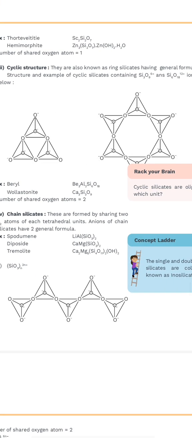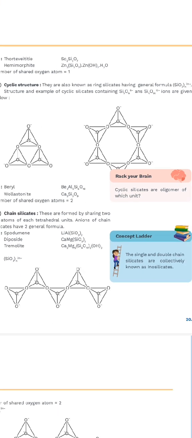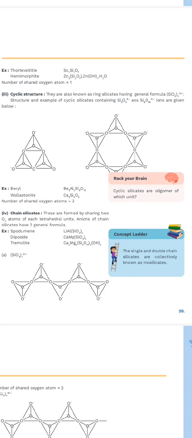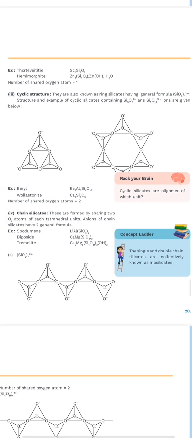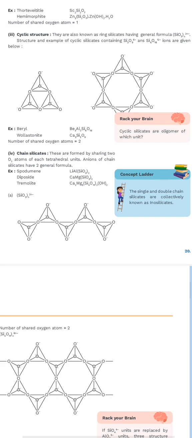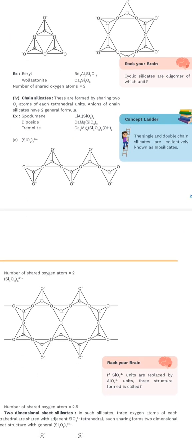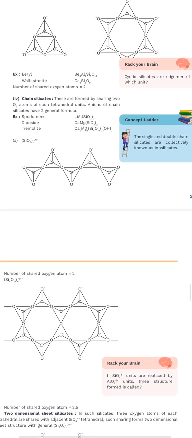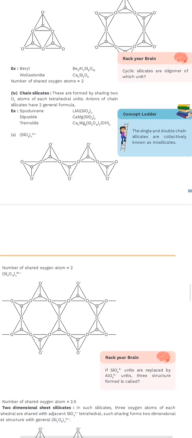Cyclic structure. They are also known as ring silicates having the general formula (SiO3)n 2n negative. The structure and examples of cyclic silicates containing Si3O9 6 negative ions are given below. Examples are beryl and wollastonite. The number of shared oxygen atoms is 2 in this type of silicates.